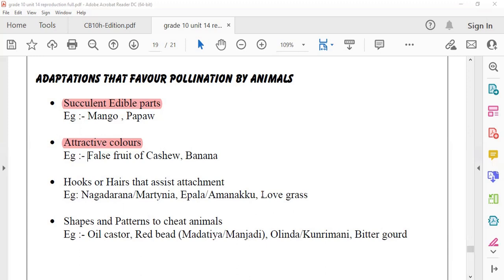And there is another one called love grass. In Sinhala, it is called Tuttiri. So, don't take the word Amanakku, take the word Eppala. Love grass is called Tuttiri, and Naga Dharana. And they have hooks and hair-like structures for the dispersal.